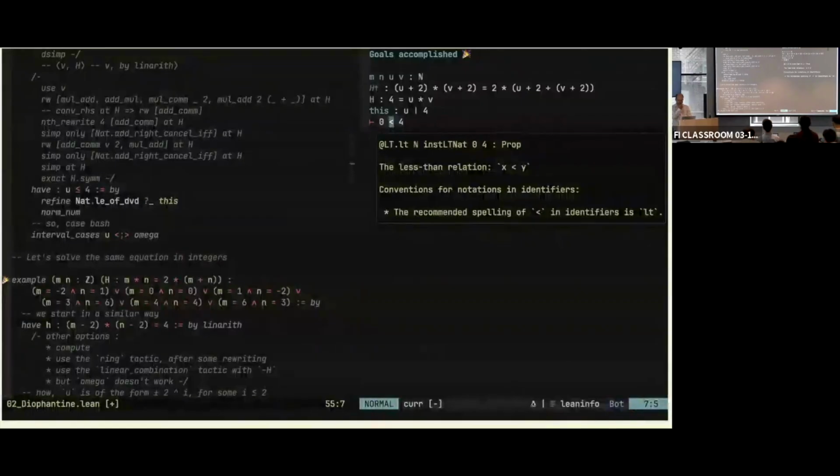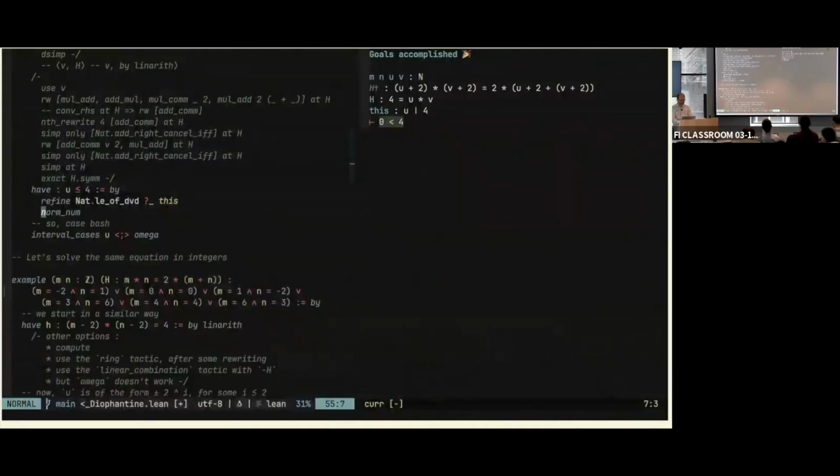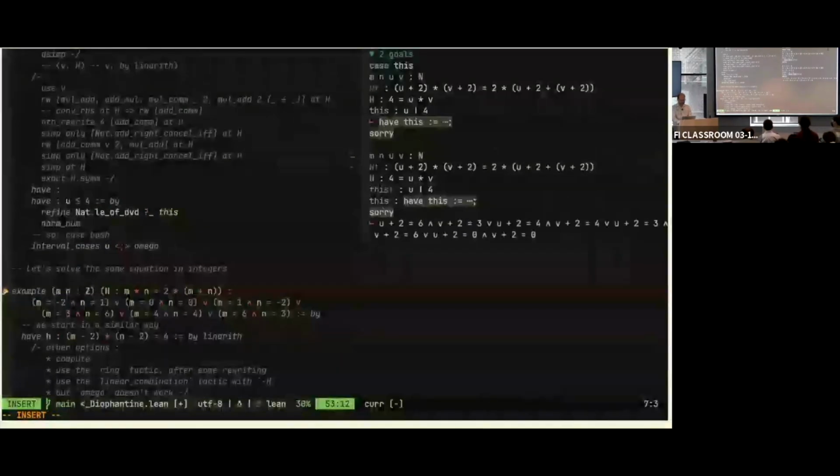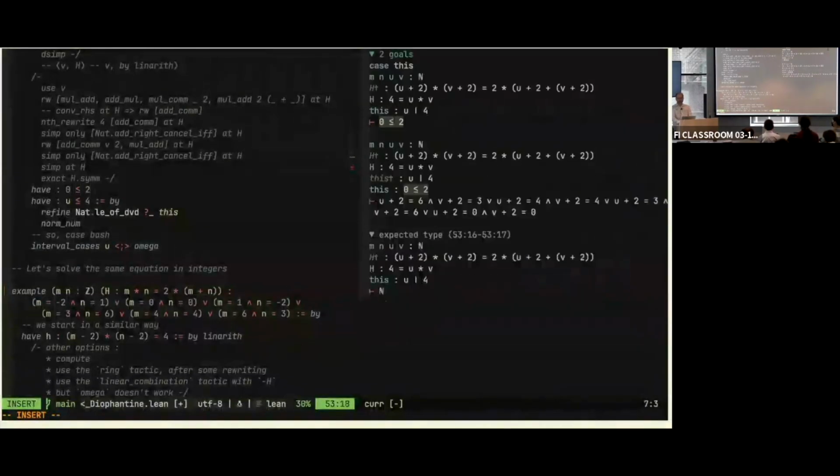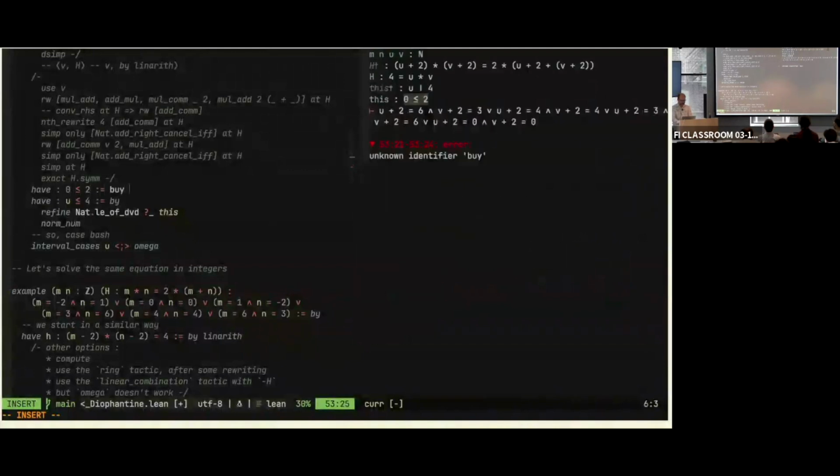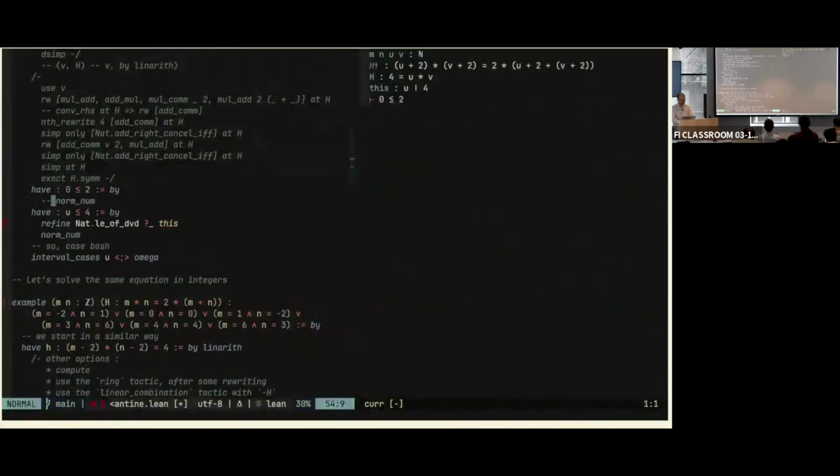If it was 1 is less than 5, you would be left with 0. I don't know. In this case, I don't know. In some cases, sometimes you have to prove 0 smaller than 2. So you could do it by norm-num. Okay, that works.